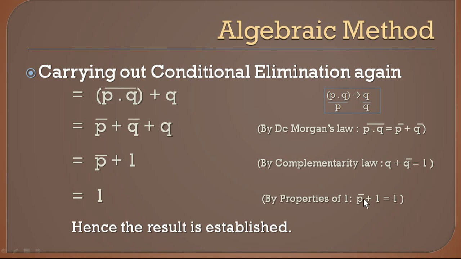So don't think it is only p; it is not p dash, it is the same. If the p value is 1, 1 plus 1 is 1. If p is 1, then the p dash value will be 0, so 0 plus 1 is also 1. That's the reason the properties of 1 can be written for both p and p dash. So p dash plus 1 equals 1, and that's the reason you got 1.